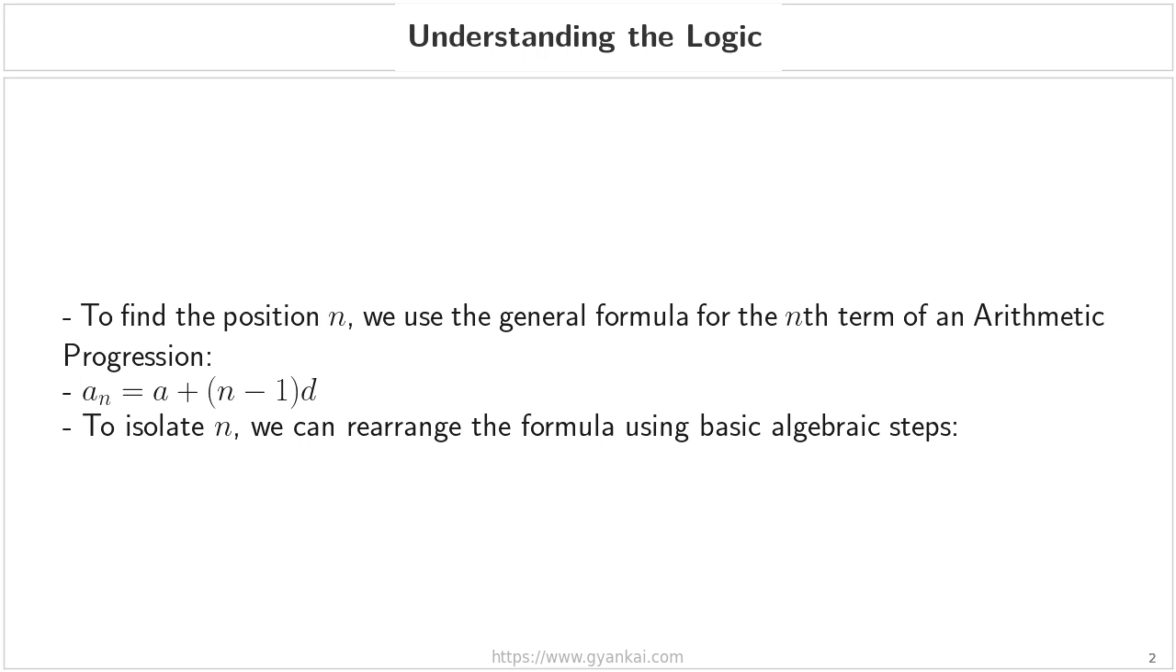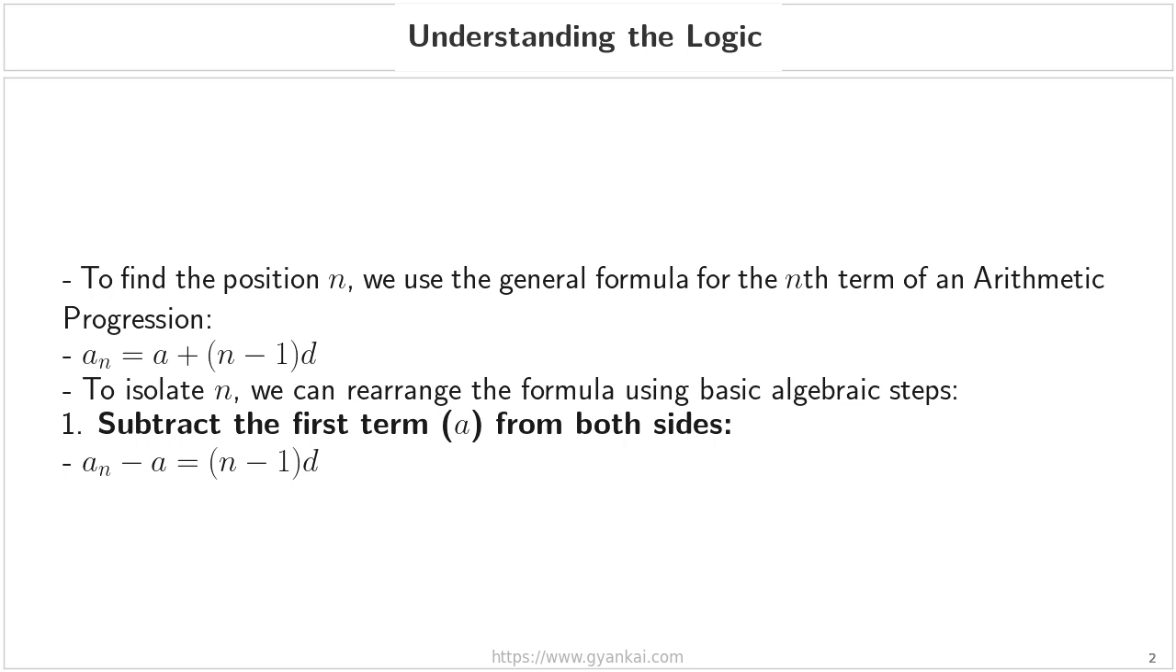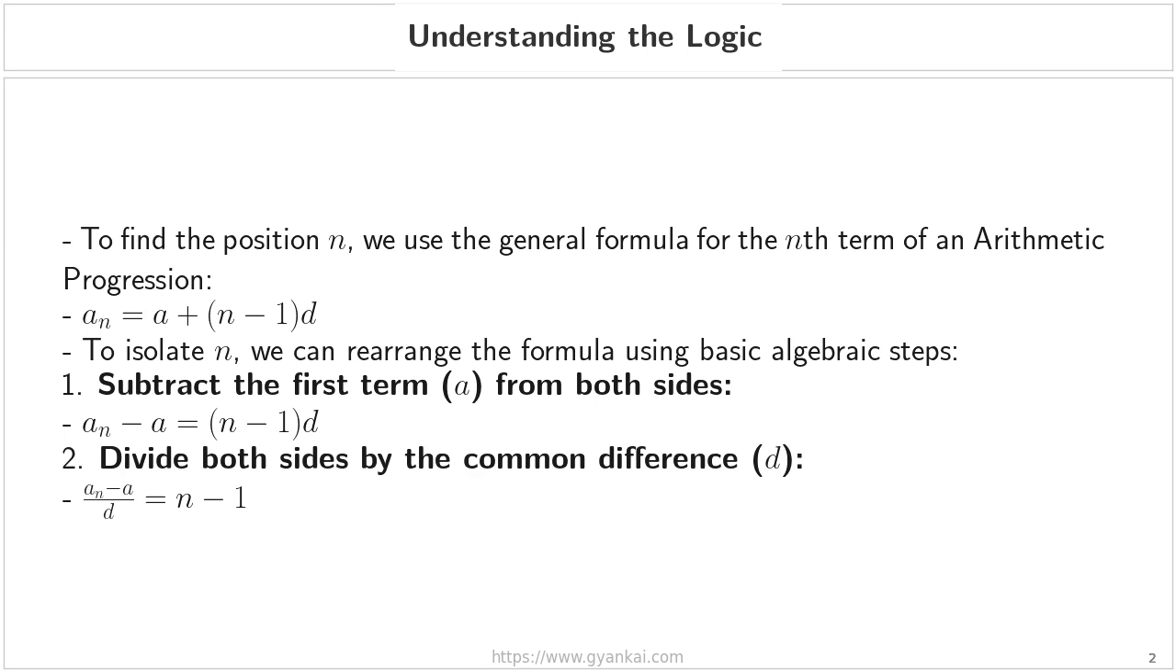So, our goal is to isolate n, and we can do this by rearranging the formula using some basic algebra. First, we start by subtracting the first term, a, from both sides of the equation. This leaves us with a sub n minus a equals the quantity n minus 1 multiplied by d. Next, to get closer to n, we need to get rid of that common difference, d. We do this by dividing both sides of the equation. Now, we have a fraction where a sub n minus a is the numerator and d is the denominator, and this whole thing is equal to n minus 1.